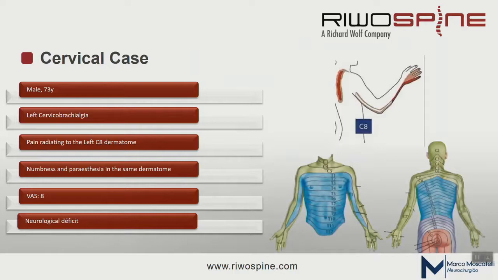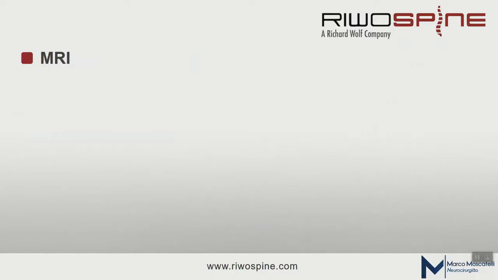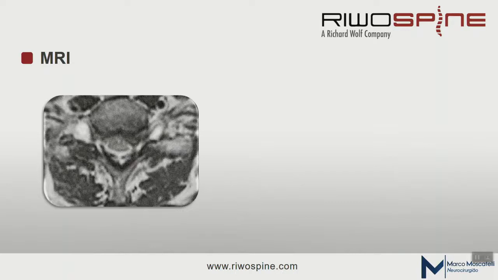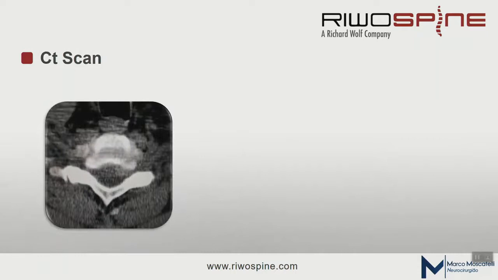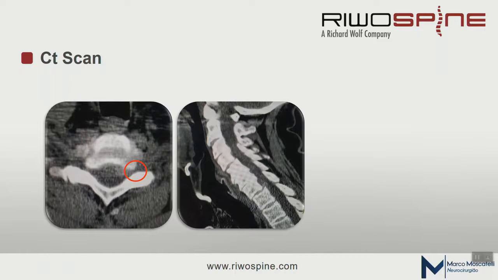On MRI, we can see a C7-T1 herniated disc with compression of the C8 root and medulla. We can see it in lateral view in sagittal. In all cases of cervical surgery, it's necessary to perform a CT scan to check if there is calcification of fragments and the difficulty to remove them. We note in this exam the soft fragment with foraminal stenosis. Here, the foramen is narrow.